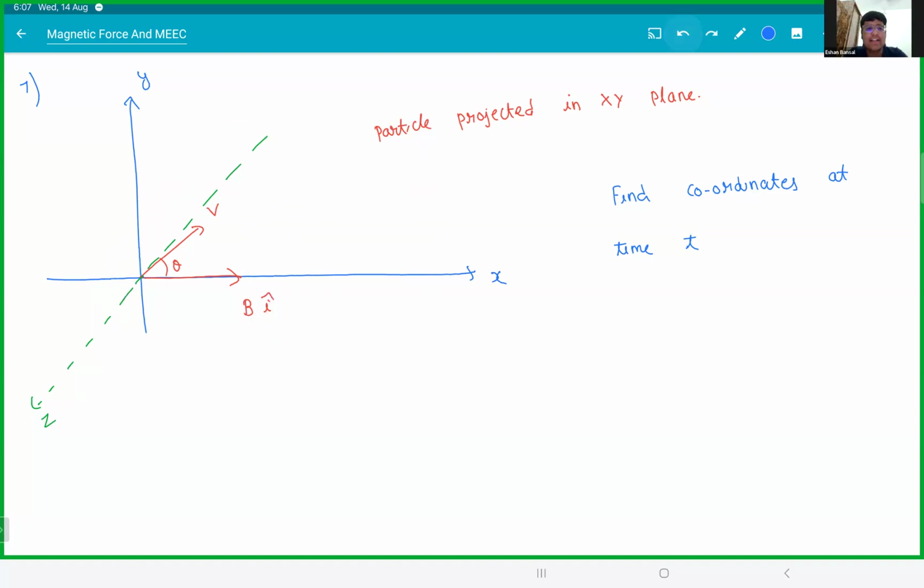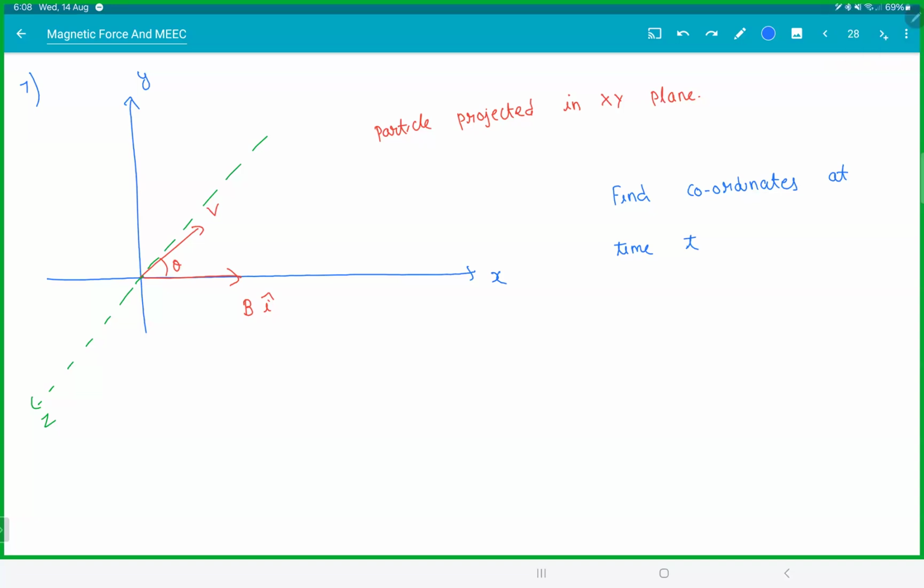It is like a circle on the YZ plane. So if you take the projection of the circle on the y-axis, it will be SHM only. Makes sense what you're saying. So what are the final coordinates? I think I did something wrong.